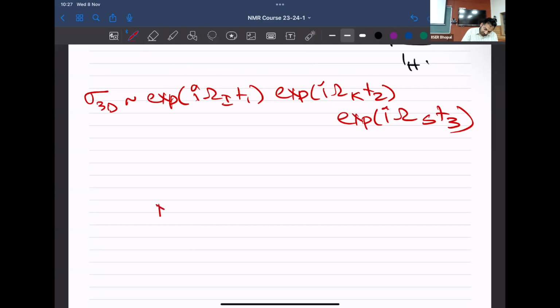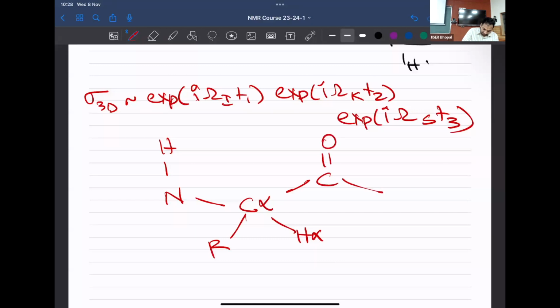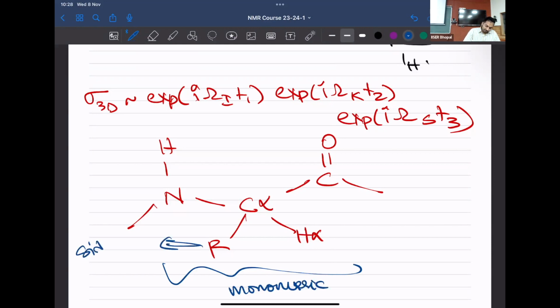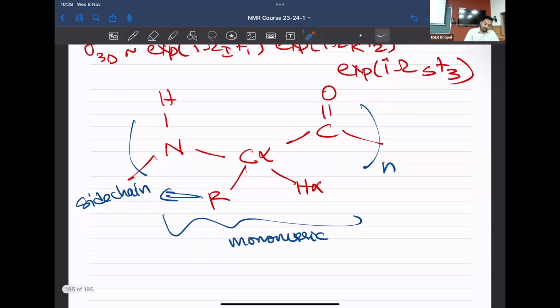of the backbone. So NH, N, C alpha, H alpha, R, C double bond O, and it keeps on going. So this is the basic monomeric unit of a protein, where R is the side chain group. Right? So this is the monomeric unit of an amino acid. And as you're able to realize, there are protons at appropriate positions.